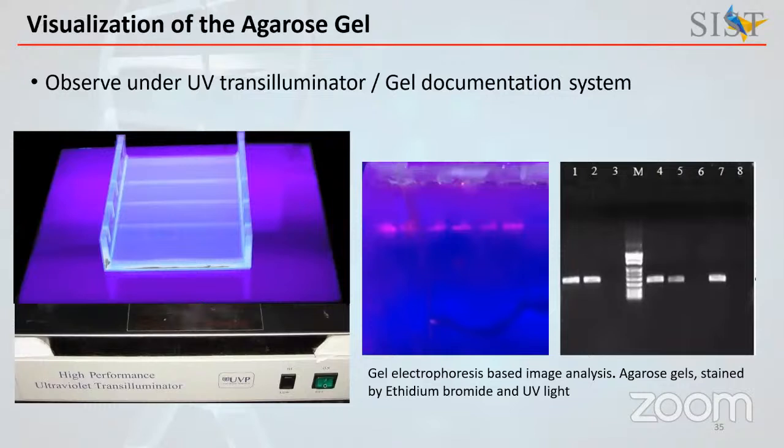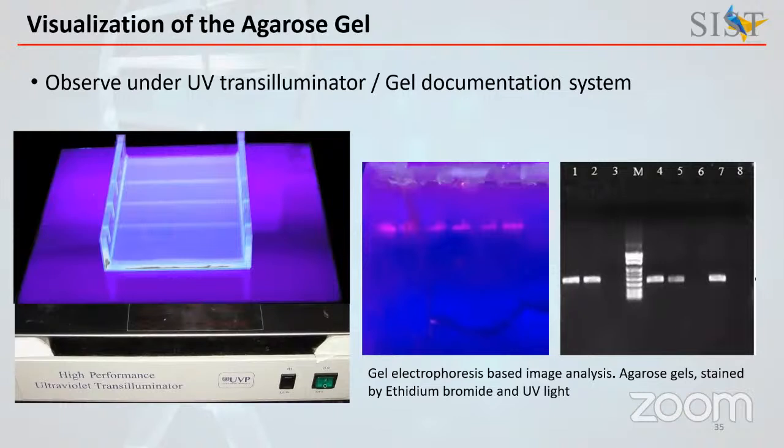Visualization of the agarose gel in UV transilluminator. So this picture shows how it is seen under the UV transilluminator, right? So after placing the gel in the UV transilluminator, we will cover it with the lid and turn on the UV light. So that UV light will be at a wavelength where the DNA can be visible. So it should be around 260 to 280 nanometers.